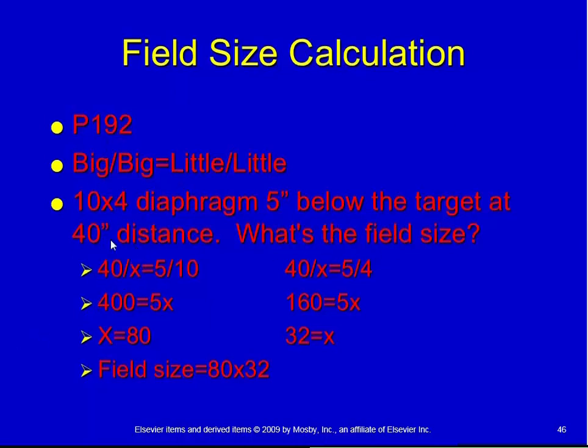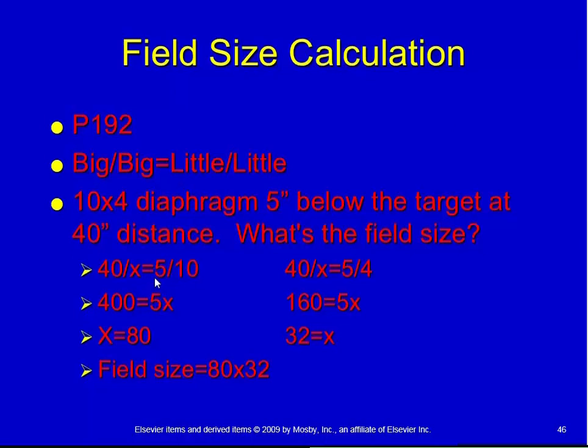So it'd be 40 over x is equal to our distance between our target and the diaphragm opening, which is 5. Okay, so we've got both of our vertical distances on top. So we're comparing SID to SDD. All right, so both of those need to be on top. So it'd be 40 over x is equal to 5 over 10.